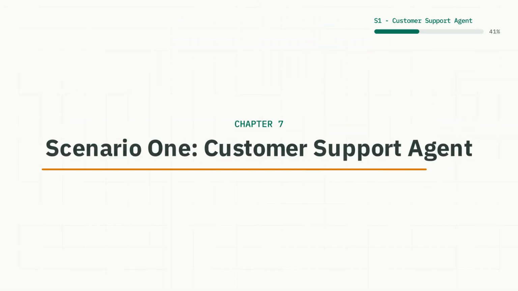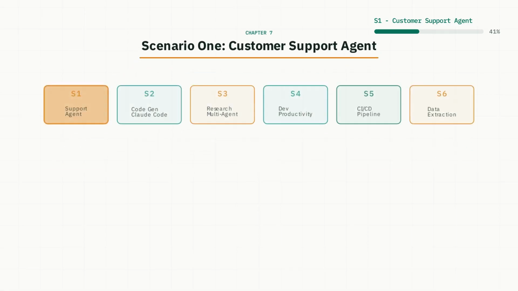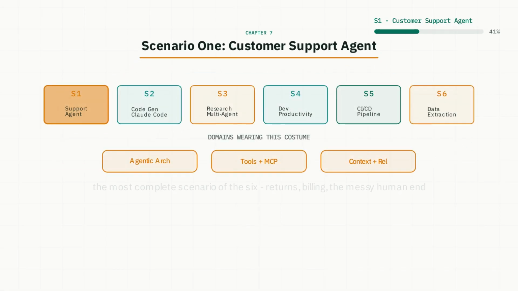Chapter 7, Scenario 1, the Customer Support Resolution Agent. The setting the exam gives you: an agent built on the Claude Agent SDK handling high ambiguity requests, returns, billing disputes, the messy human end of commerce, with tools for looking up orders, issuing refunds, and escalating to people. 3 domains wear this costume: Agentic Architecture, Tool Design, and Context Management. It's the most complete scenario of the 6, which is why we start here.